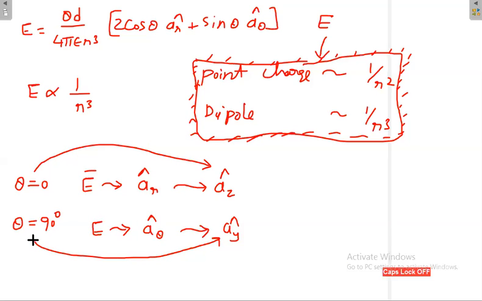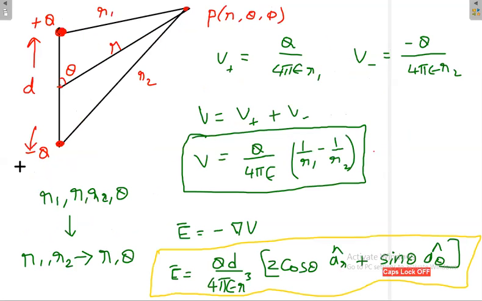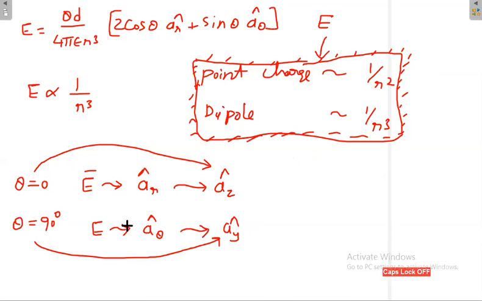Next, with respect to potential, what happens with respect to potential when... and again, one more thing I forgot to tell. I will take this formula. After taking this formula, I take the potential formula here: Q divided by 4 pi epsilon naught, 1 divided by R1, 1 divided by R2.